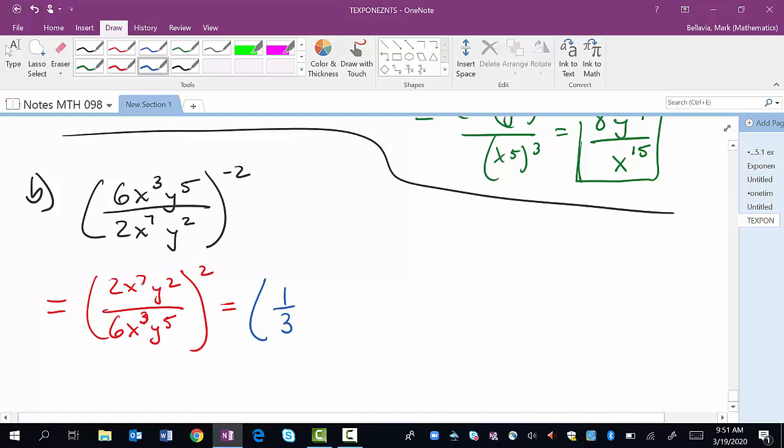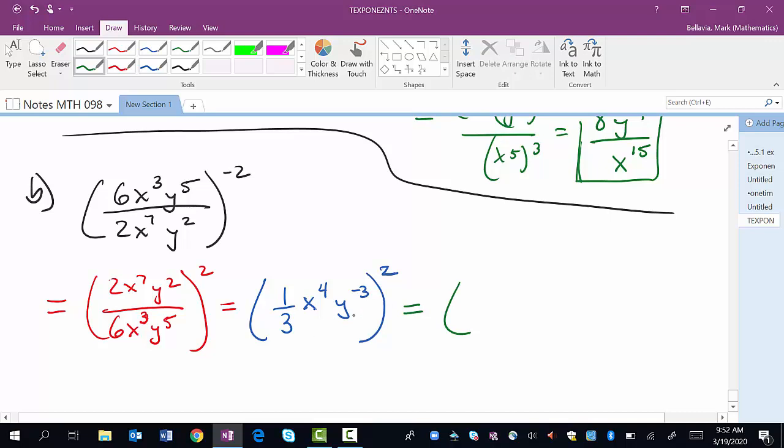X to the 7th over x to the third, when you divide things with the same base, you subtract their exponents, so it's x to the 7 minus 3, which is 4. And then for the y's, y to the 2 over y to the 5, the base stays y. 2 minus 5, make sure you do it in the correct order, is negative 3. And then this whole thing is squared on the outside. Don't lose that squared on the outside. Sometimes people do. And then from there, I'll write this as a single fraction on the inside. Remember what I said earlier. If it's a positive exponent, it stays where it is.